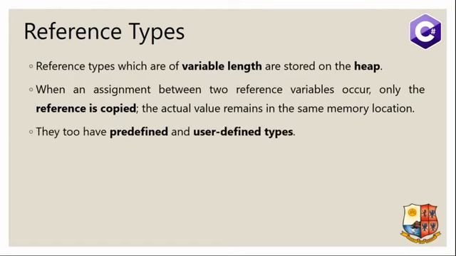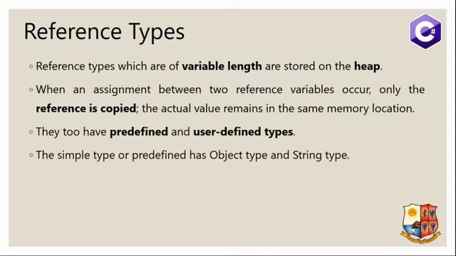They too have predefined and user-defined types. Simple type or predefined has object type and string type. In the last semester, we had used this word called object. It's a data type in Java. It's the same data type here in C# also. What do you mean by an object? If you do not mention a specific type, object can store anything. An object type can store integer, string, characters, whatever you want, you can put it inside object type. When you take them out, you have to convert them into the type which you want, because object is a general box. You can put anything inside that.